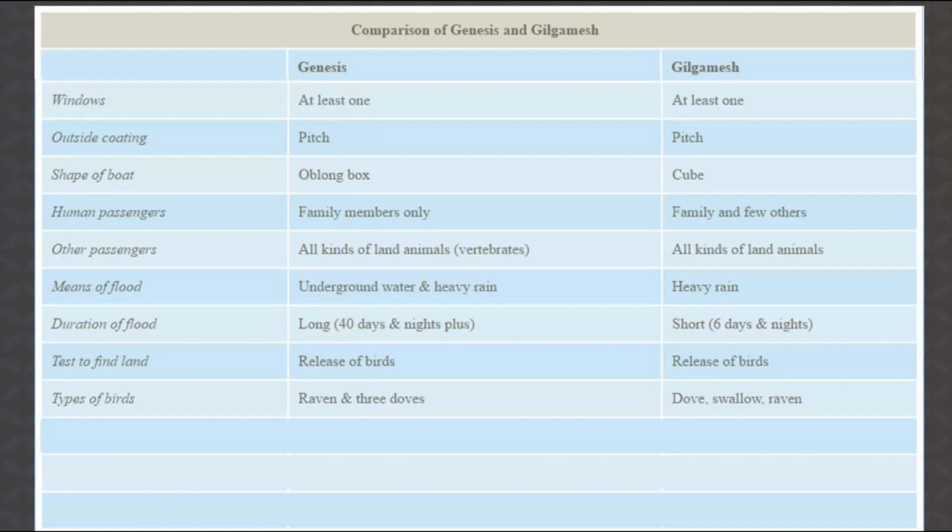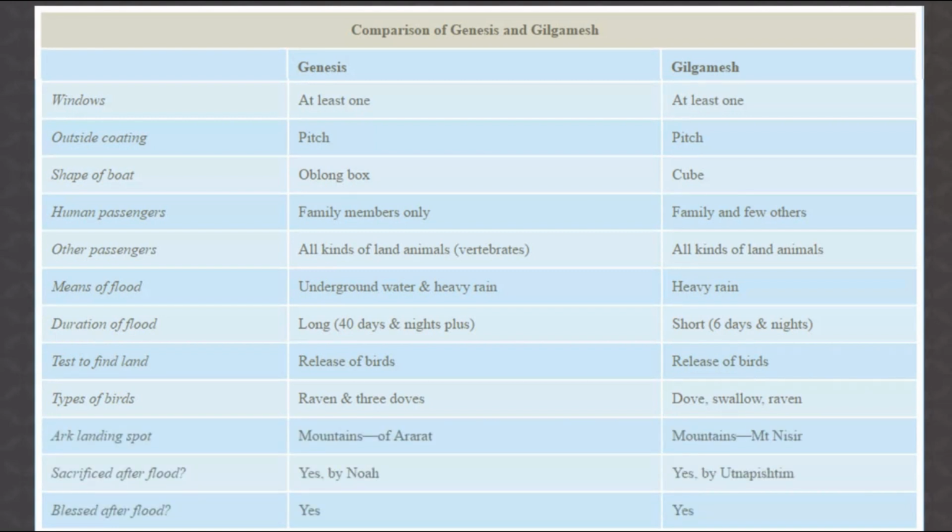And the test to find land, both released birds. The types of birds were a little different. First in the Bible, a raven and then 3 doves. In Gilgamesh, a dove, swallow, and then a raven. And then the ark landing spot, Ararat for the Bible, Mount Nasir for Gilgamesh, and sacrifice after the flood, yes, and blessed after the flood, yes. So a lot of similarities, but some slight differences.